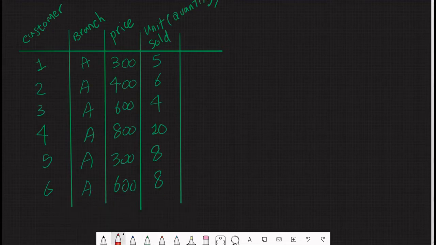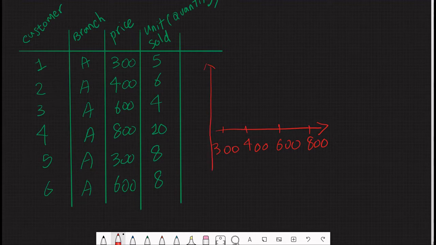In a cumulative distribution function, in the x-axis we have a dimension. Here our dimension is the price. We have the price of $300, $400, $600, and $800, and each of these prices will be mapped to a value on the y-axis, which is between 0 and 1. The chart would look like this.